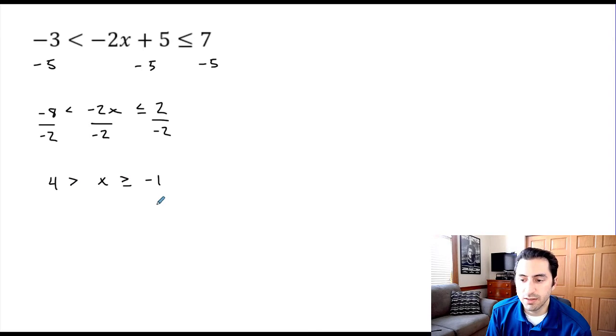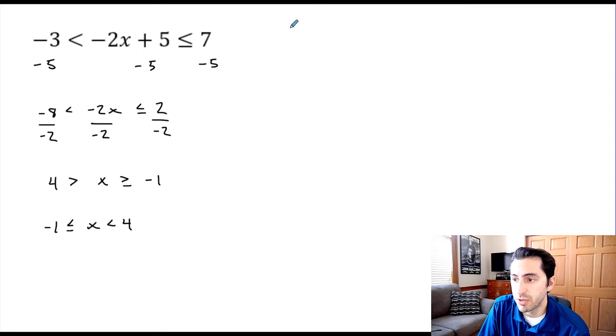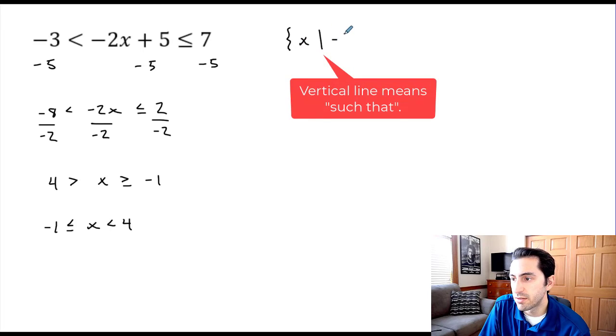Now this isn't in numerical order, it's kind of going backwards. So what I can do is just reverse everything. And this is normally the way that we would write it: negative 1 is less than or equal to x, which is less than 4. We can also describe this in a couple different notations. I can use set builder notation. I can say all the x values such that negative 1 is less than or equal to x, which is less than 4.